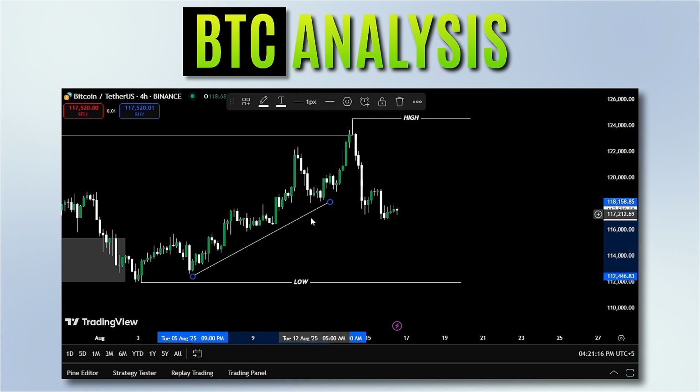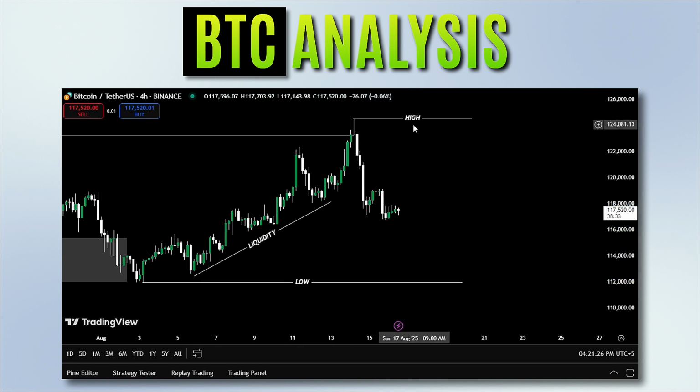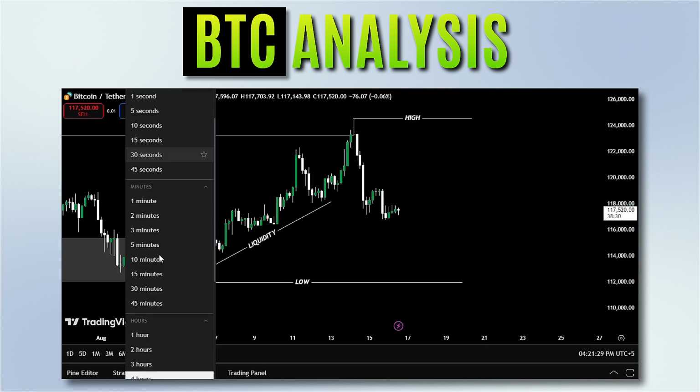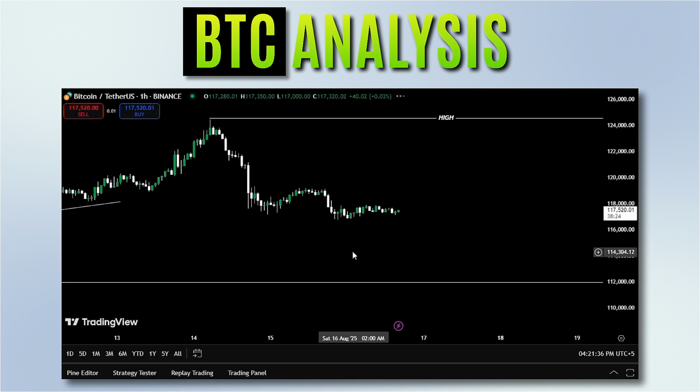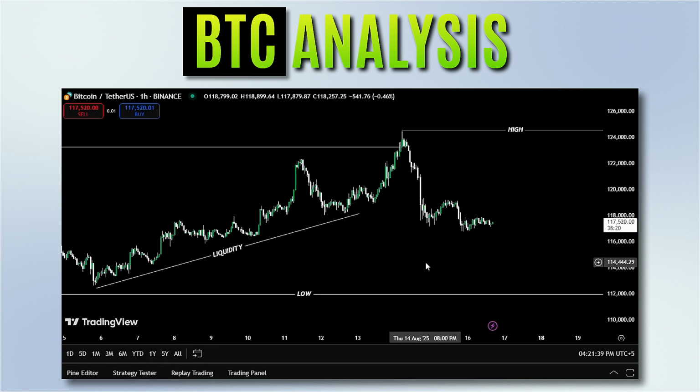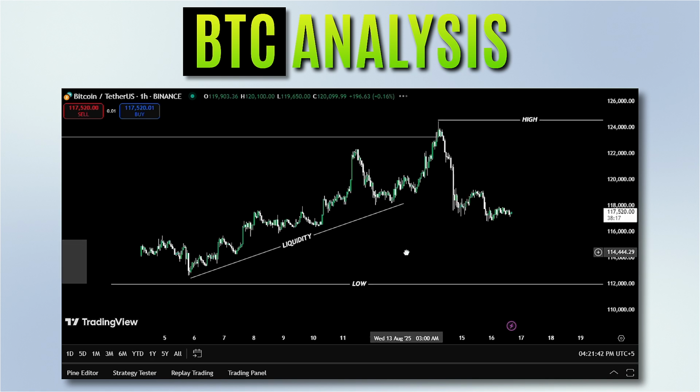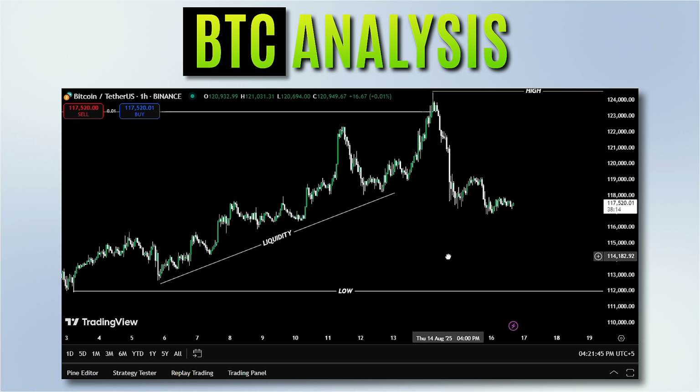Think of it as a pool of stop losses, a magnet for institutional traders. The price often sweeps this liquidity before reversing. We can see the price has already swept this liquidity trend line and is now pulling back further. This liquidity sweep confirms that a lot of short positions were stopped out, providing the fuel for a potential bullish reversal.